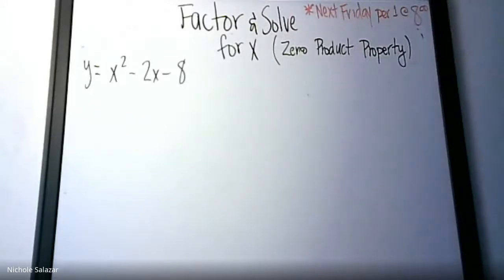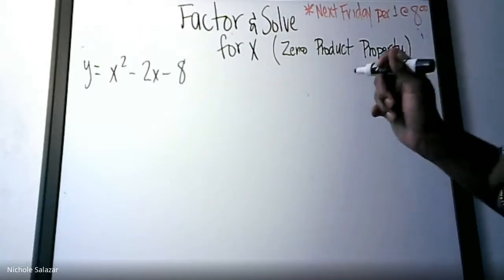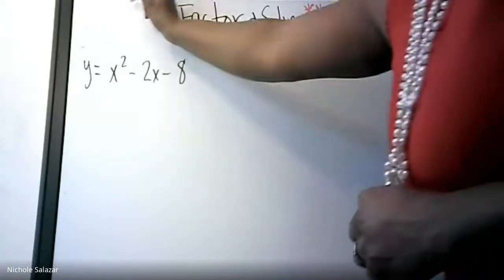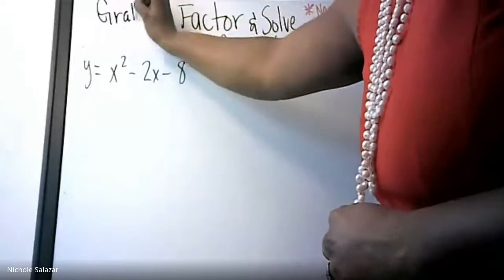So we have y equals x squared minus 2x minus 8. And I don't just want to factor and solve for x. I also want to graph. So we're going to graph.